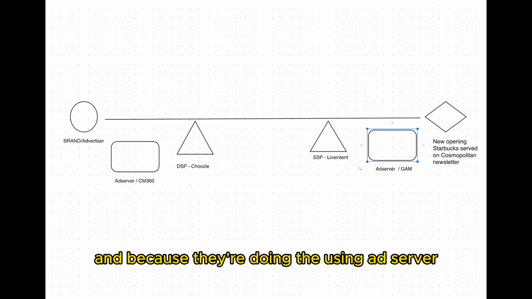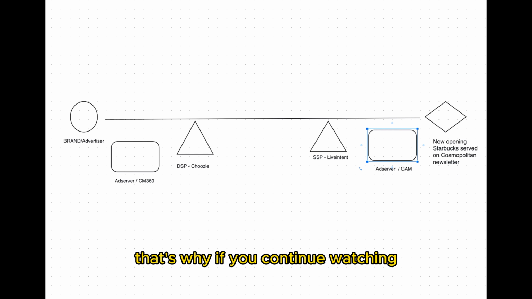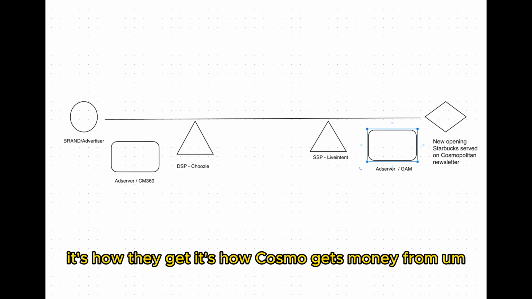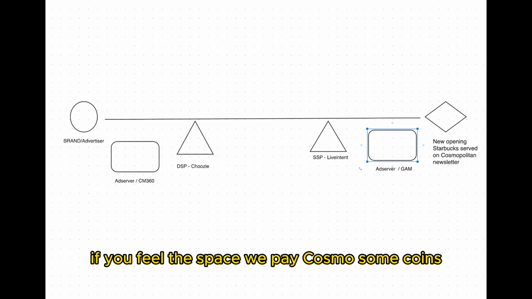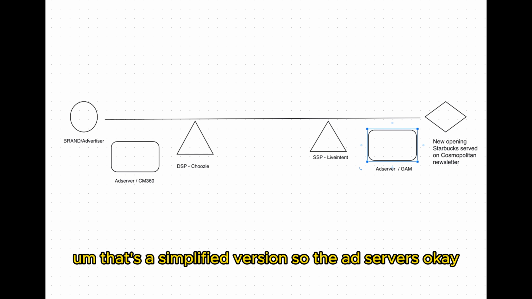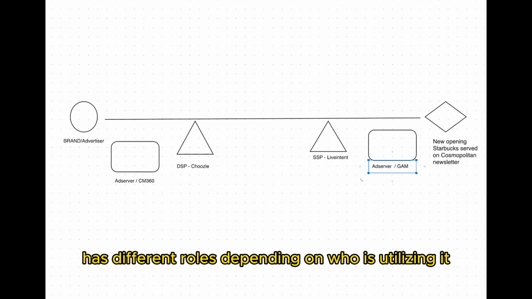And because they're using an ad server, they can also track if that space is filled. That's why, if you continue watching or in the SSP, you'll hear them say the fill rate of X amount of ads. It's how Cosmo gets money from us advertisers. If you fill the space, we pay Cosmo some coins. That's a simplified version.